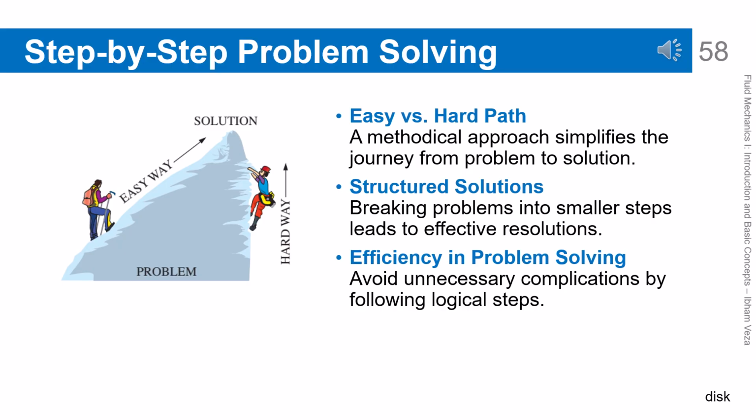Step-by-step problem solving. A systematic approach makes complex problems easier to solve. Large problems are broken down into smaller, logical steps. This reduces the risk of conceptual mistakes. This process also helps trace the source of errors if the results do not make sense. This method is an important habit in engineering.